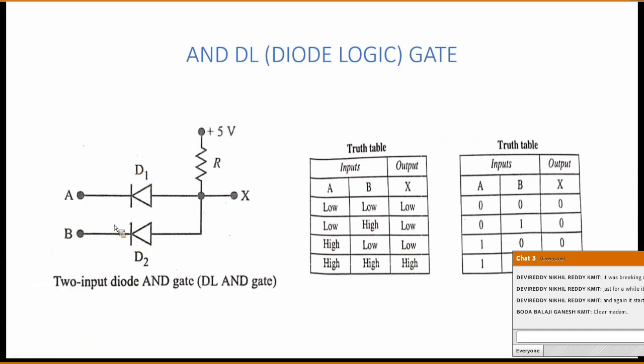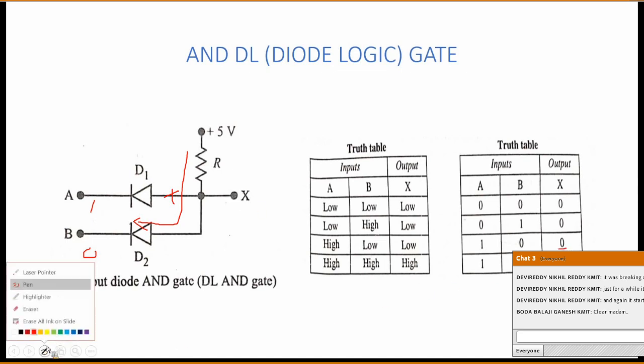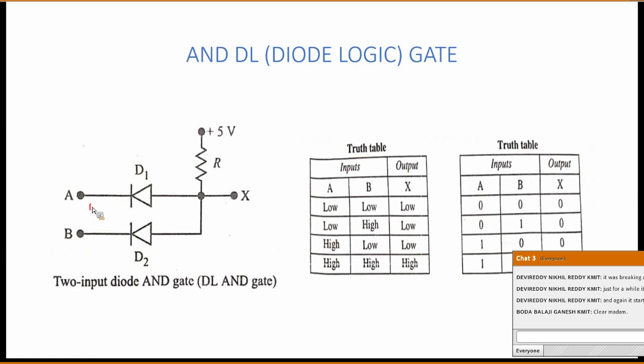output is equal to 0. Now the same thing happens when this is 1 and this is 0. When A is 1 and B is 0, this diode D1 is reverse biased and the current starts flowing through D2. So the output is also equal to 0. Same thing. Now the case comes when both are 1 and 1.